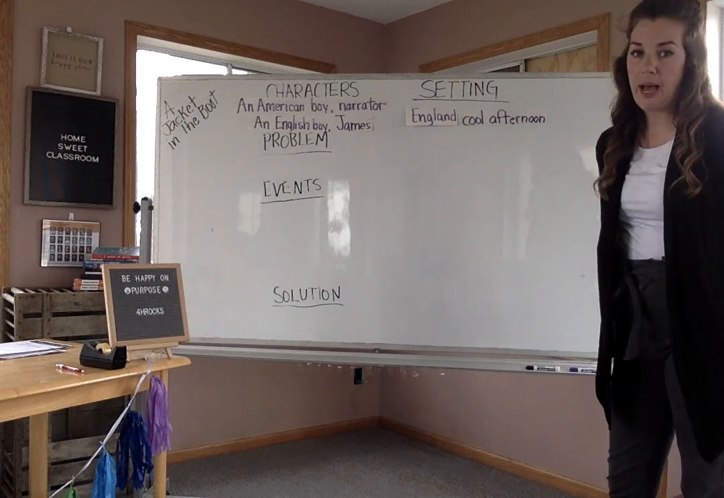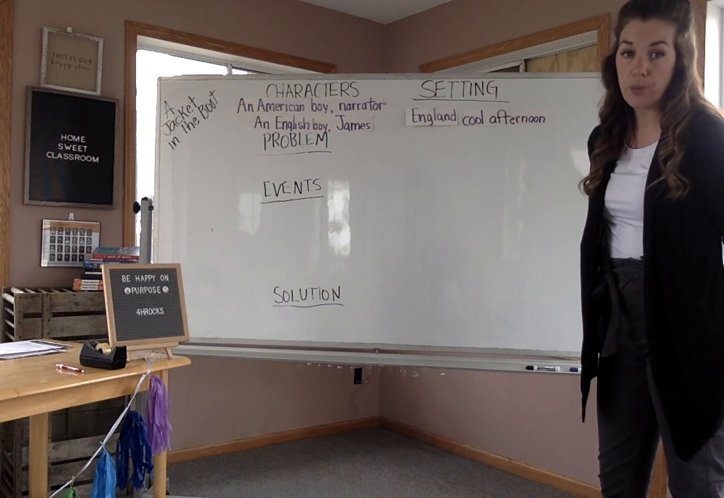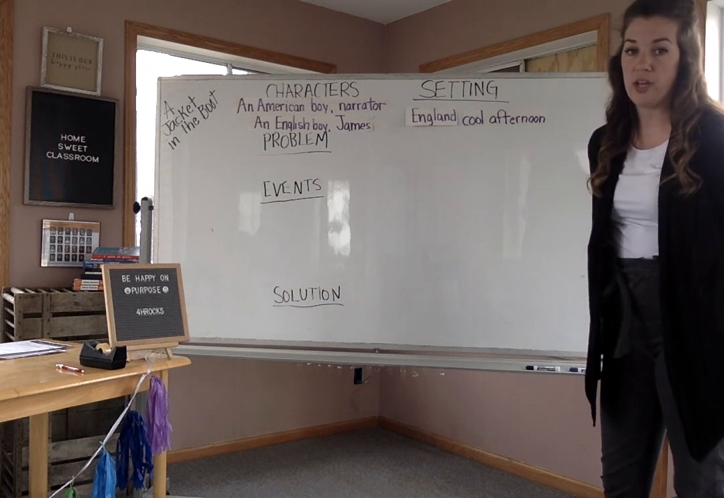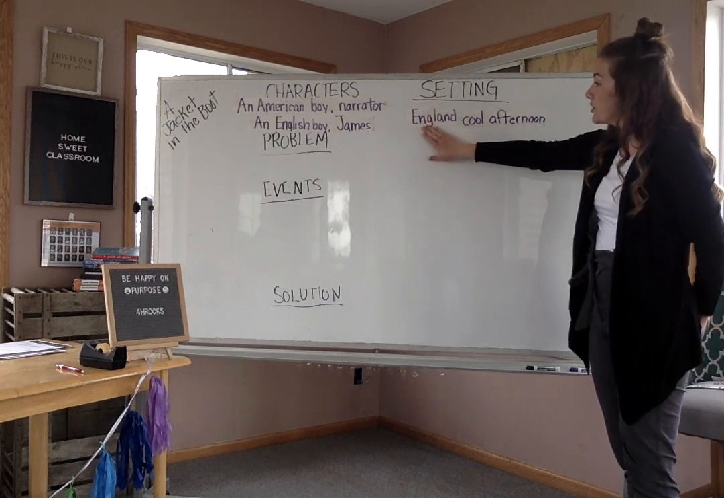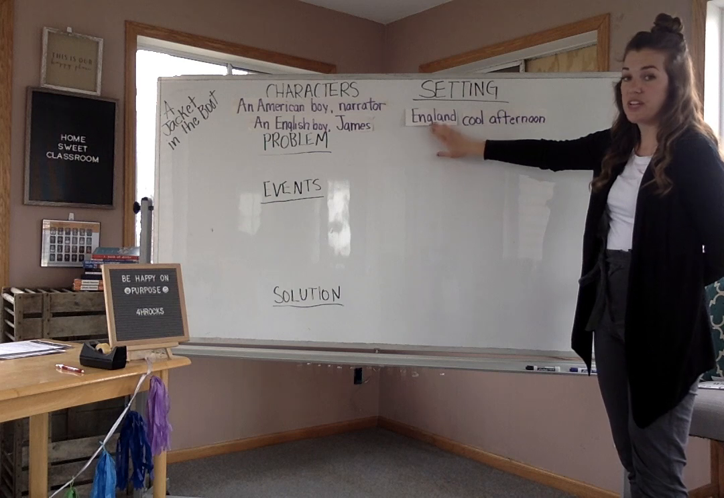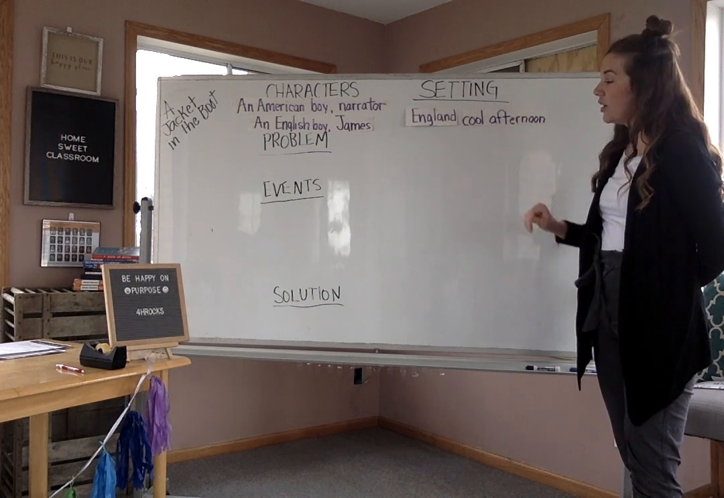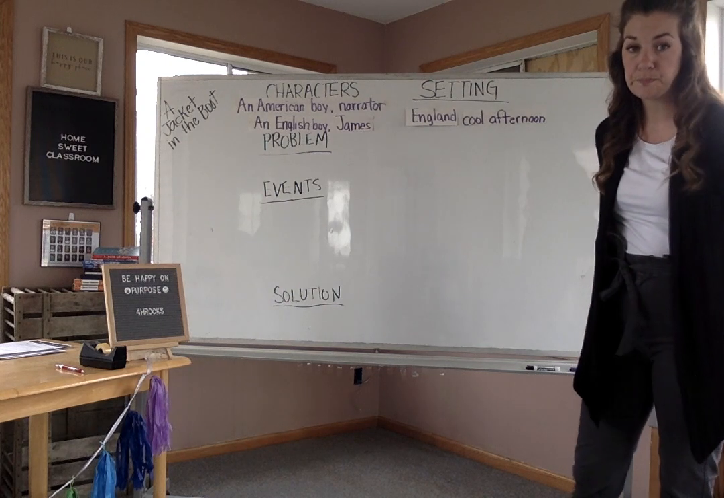So let's just recap a little bit. Our main characters are the American boy, and he is our narrator. And we also have an English boy, and his name is James. When I looked closely at the setting, the details about the setting, I found that this is taking place in England. And then I also identified that this was taking place on a cool afternoon.